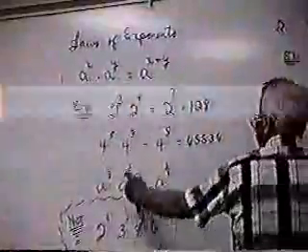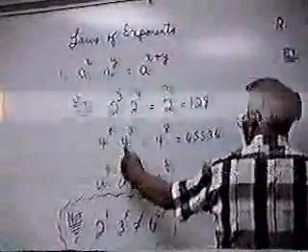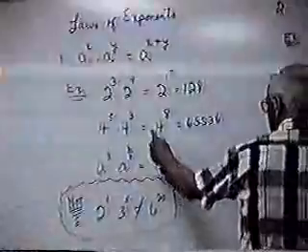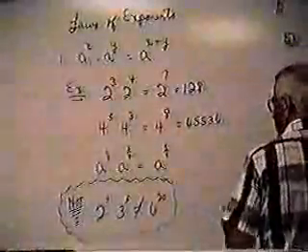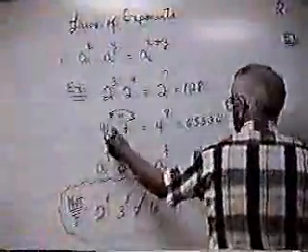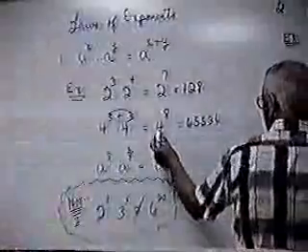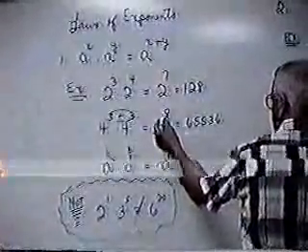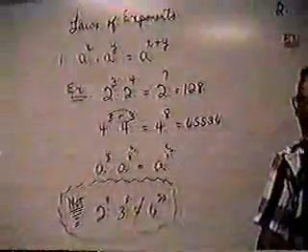Another example, 4 to the 5th power times 4 to the 3rd power is 4 to the 8th power. We simply add these powers. Add the powers. Do not multiply the bases. You simply write the base down raised to the sum of the powers.